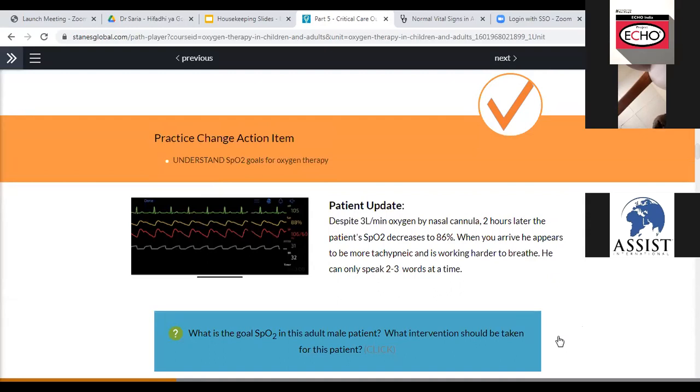Anyone with any idea? Unaweza ukaandika tu kwenye chat unafikiria nini SPO2 goal iwe kiasi gani na nini kifanyike kwa sasa hivi?